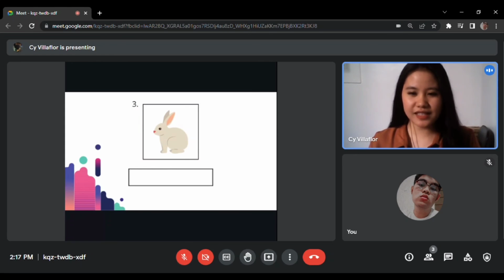How about number 3? What animal is this? Correct! It is a rabbit. How do you verbalize each phoneme in the word rabbit? You're right. It is r, a, b, b, i, t. Rabbit.